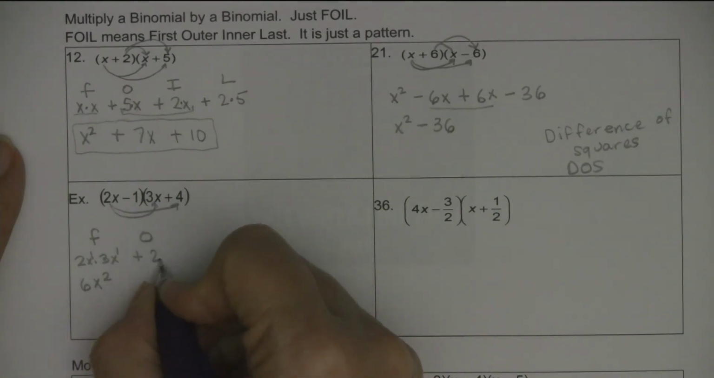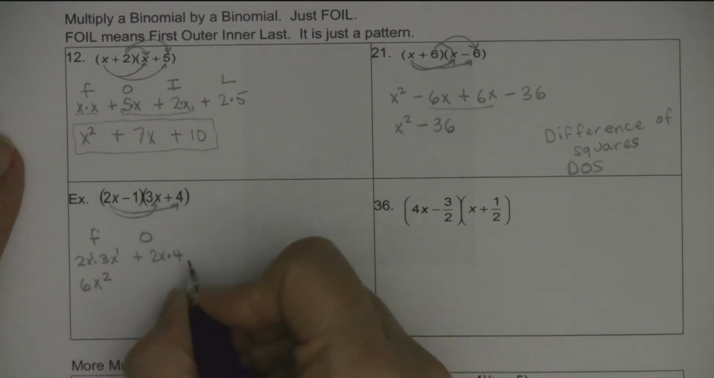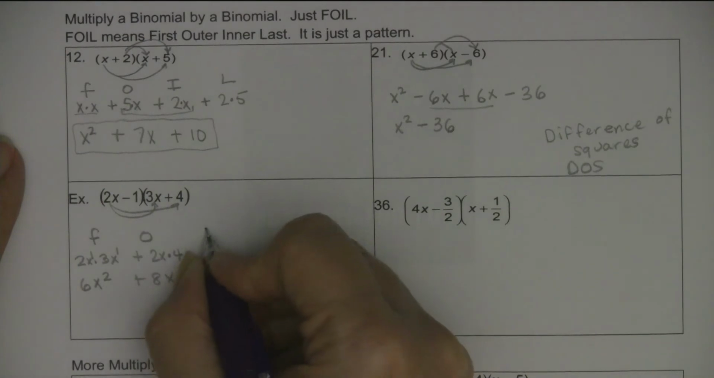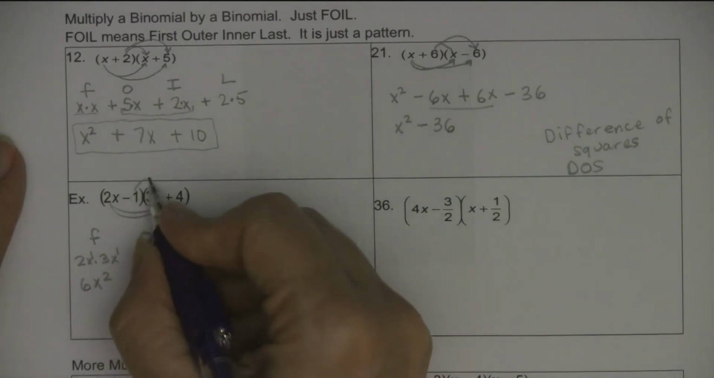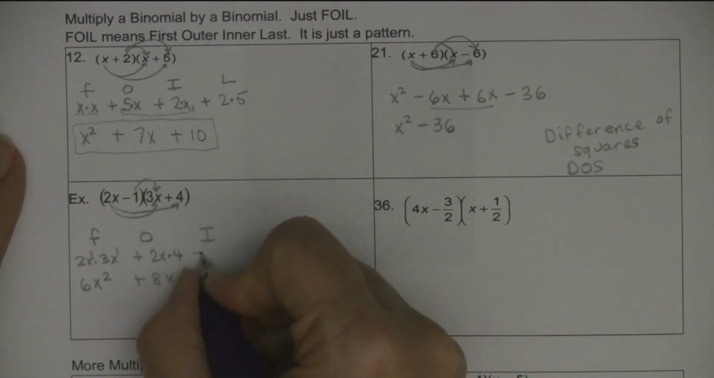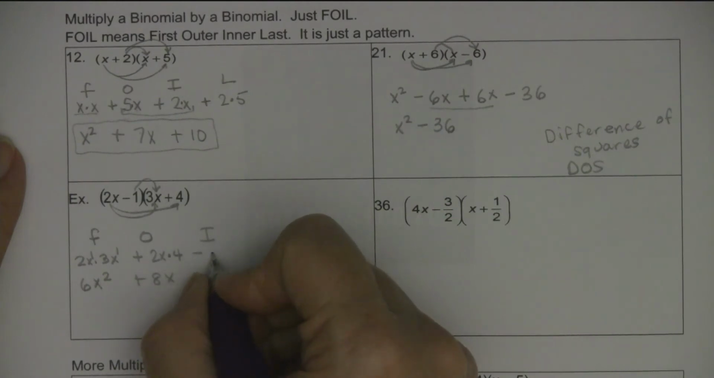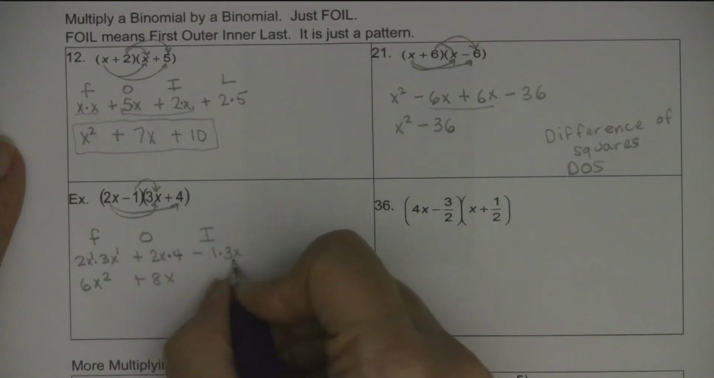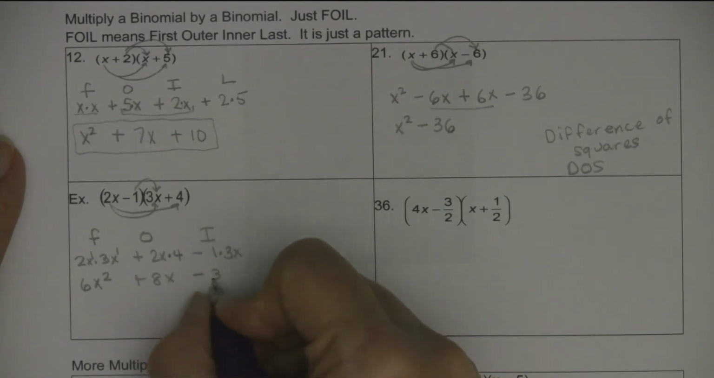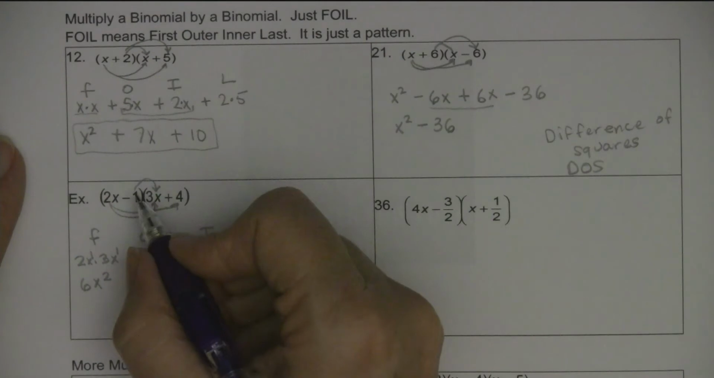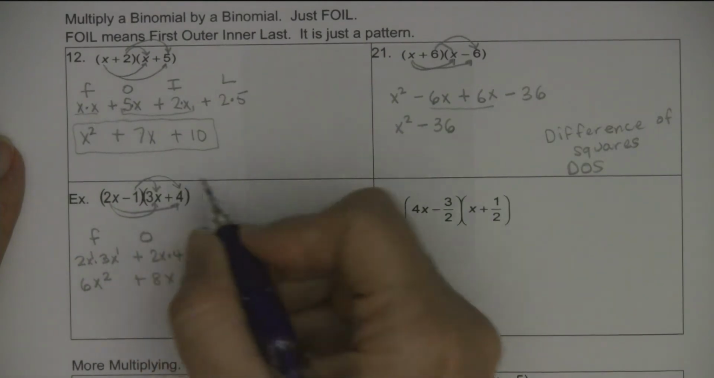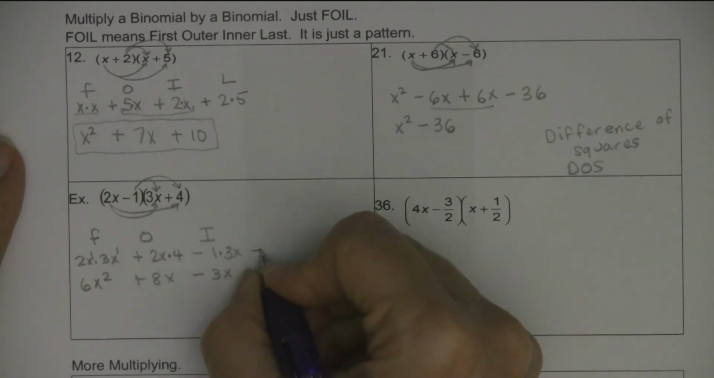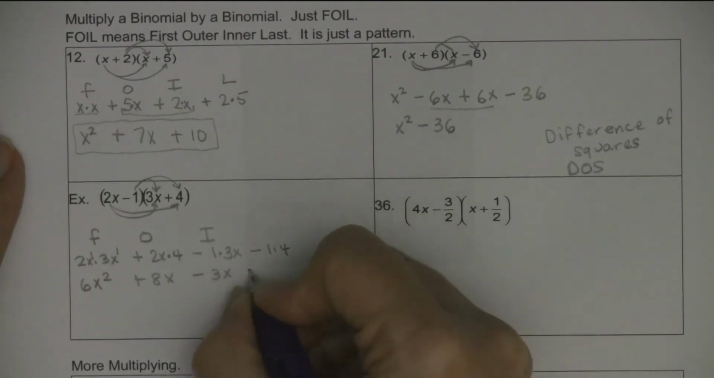And then 2x times 4, right? But you do the numbers, which is 8x. And then on the inner, we're going to have a negative times a positive is a negative. And the numbers are, I mean, this is 1 times 3x, right? So it's 1 times 3, right, which is 3x. And then I'm going to have the last but not least. And that's a positive times a negative is a negative, and 4 times 1, which is 4.